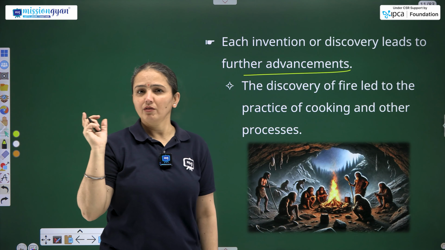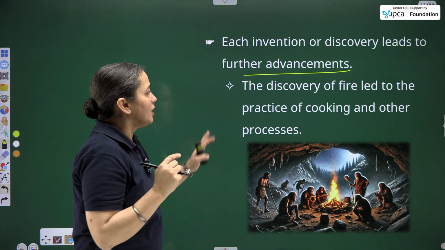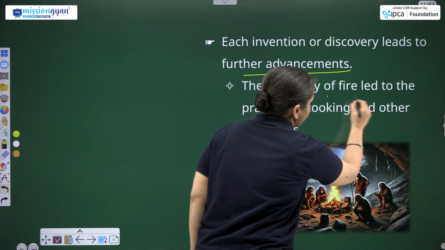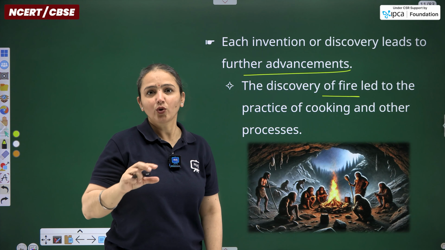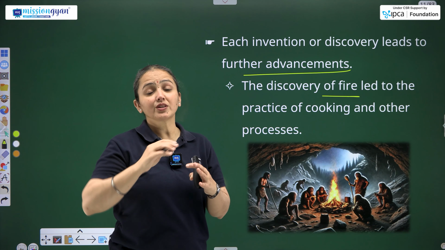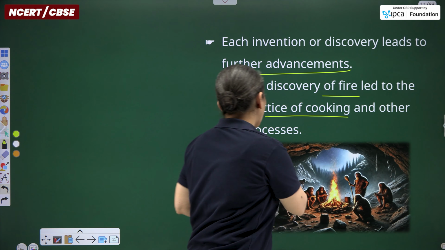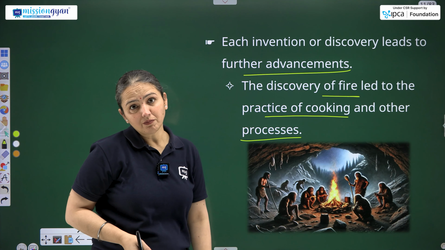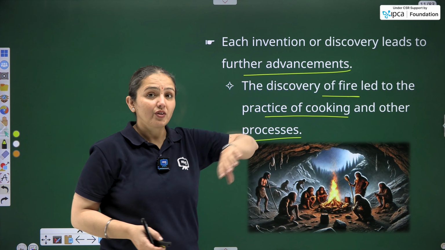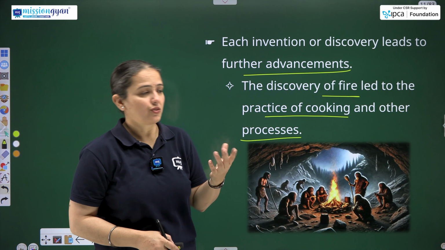So, for that, we can discuss some examples that will help you to understand this concept. So, the discovery of fire. First of all, fire was discovered, whether incidentally or coincidentally. Then further came the discoveries of the practice of cooking food and other processes. It gives warmth also. So, first the discovery of fire, then it leads to further, new inventions.